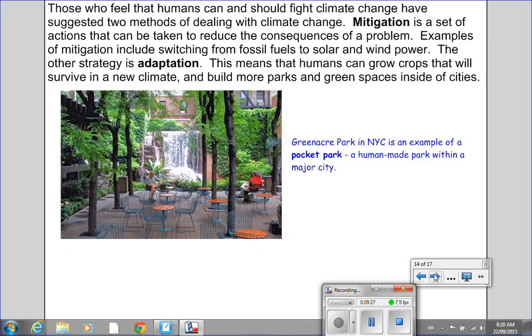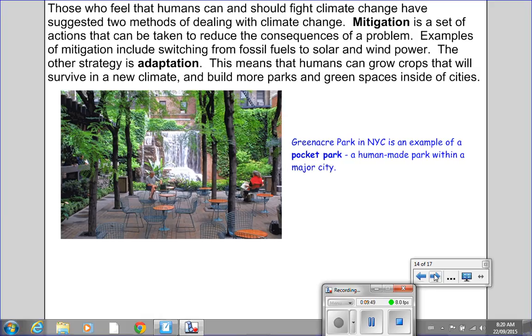Those who feel that humans can and should fight climate change have suggested two methods of dealing with climate change. Mitigation is a set of actions that can be taken to reduce the consequences of a problem. Examples of mitigation include switching from fossil fuels to solar and wind power. The other strategy is adaptation.